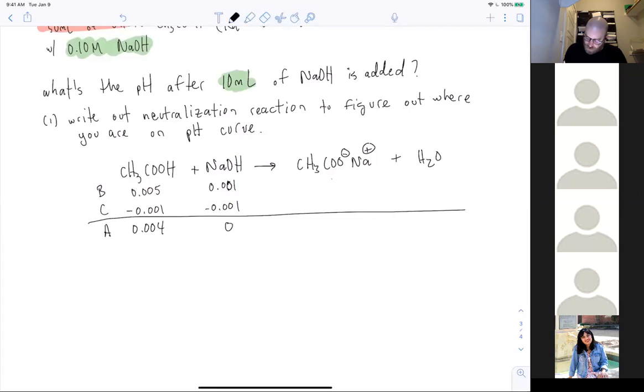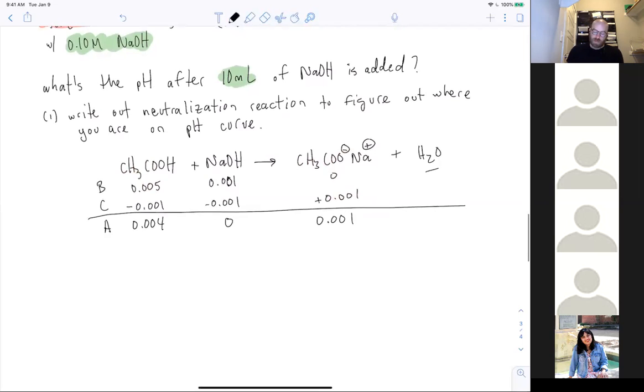The change over here, we started with none of this. We don't care about water. Whatever amount of acetic acid gets neutralized becomes the salt, the weak base salt over here. And so that ends up being 0.001. Okay, so at this point, once you're done with the neutralization, you want to back out everything into concentration. Here we're working in moles. That's only for the neutralization reaction. pH, remember, is a measure of concentration, so you have to divide by the volume to figure that out.